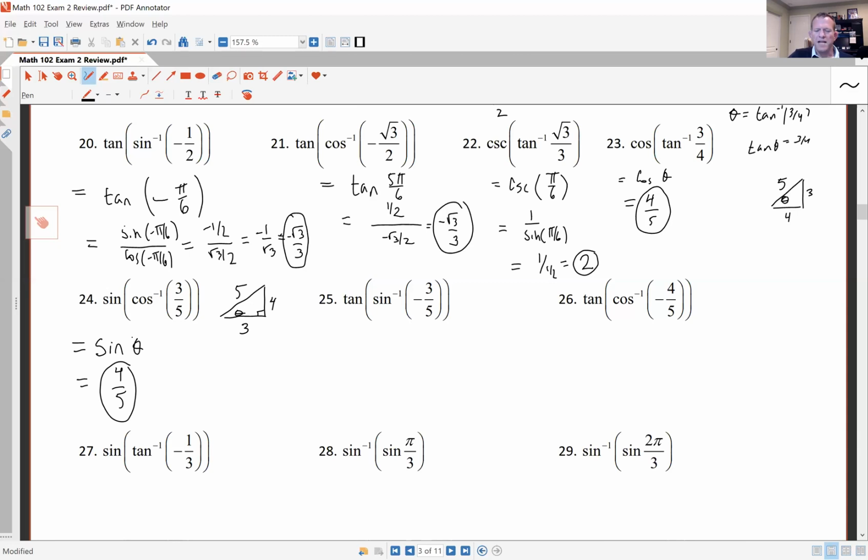Now, 25, inverse sine of negative 3/5. Remember, the inverse sine of a negative number comes from quadrant 4. So when I draw this triangle, I have to draw it like I'm in quadrant 4. And remember that this is a negative y value. R is always positive. In this case, the x is positive in quadrant 4. So now we're asking for the tangent of that angle, and that's opposite over adjacent.